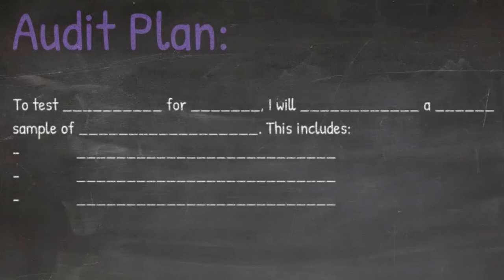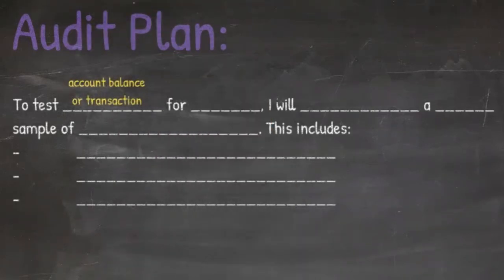Here's an example. I might determine that my client is at risk of either earnings smoothing or trying to reduce tax liability by delaying the booking of sales. So I decide to test accounts receivable for completeness. And this would be my statement. To test AR for completeness, I will trace a block sample of cash receipts. From there, I'll go on and fill in the details of specific steps and so forth.